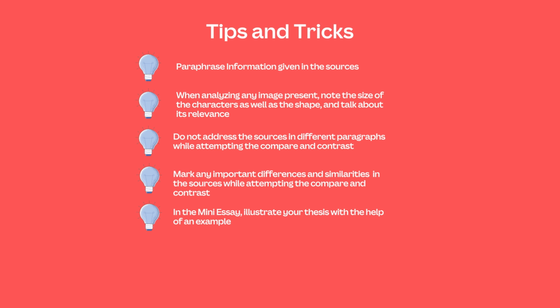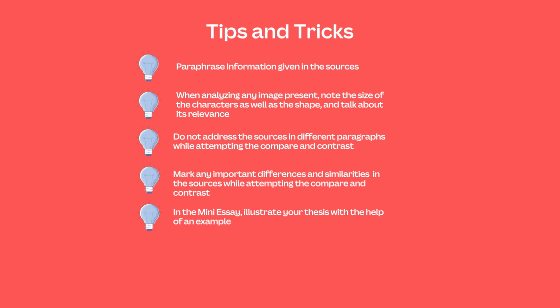Moving to different tips and tricks while writing a History Paper 1. The tips and tricks I follow are as follows. We paraphrase information given in the sources, and when we analyze any image present, I always notice the characters, I always notice the shape and talk about the relevance of the paper as an LNL. You do not address source A in one paragraph and source B in a different paragraph. You address the similarities and the differences in different paragraphs.